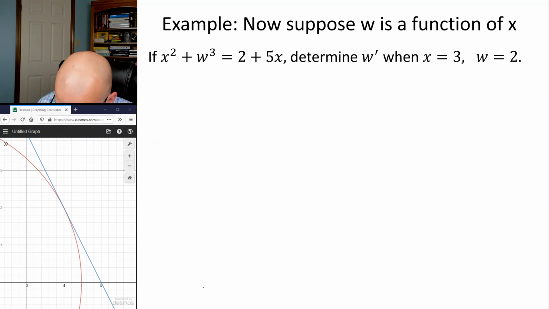I believe this is the last example. Oh no, there's 2 more. 1 more after. Okay.